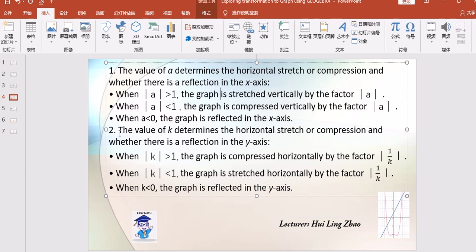Number 2, the value of k determines the horizontal stretch or compression and whether there is a reflection in the y-axis. When the absolute value of k is more than 1, the graph is compressed horizontally by the factor of absolute 1 over k. When the absolute value of k is less than 1, the graph is stretched horizontally by the factor of absolute 1 over k. When k is less than 0, the graph is reflected in the y-axis.